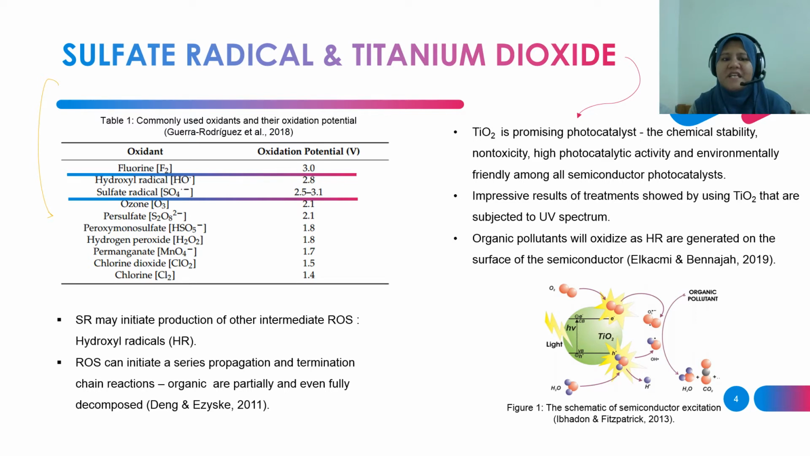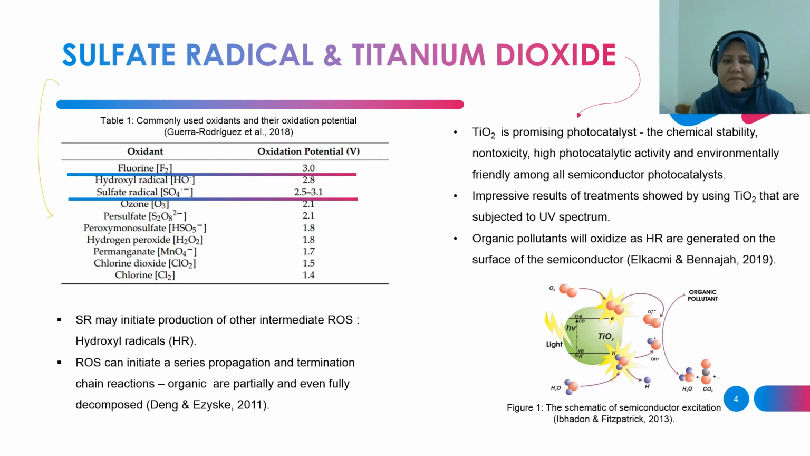Sulfate radical may initiate production of other intermediate reactive oxygen species, which is hydroxyl radical. Reactive oxygen species can initiate a series of propagation and termination chain reactions where organics are partially and even fully decomposed. This was observed by the previous researcher, where the rapid degradation of trichloroethylene, which is an organic pollutant that can be formed from paint remover.